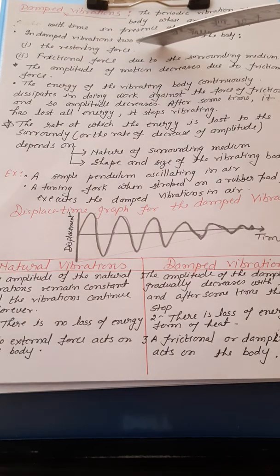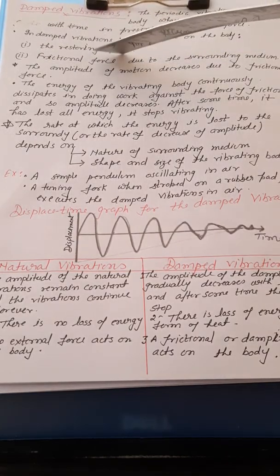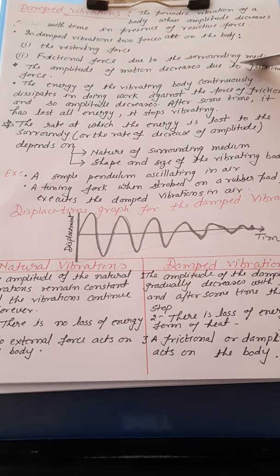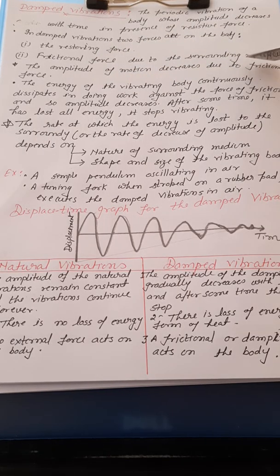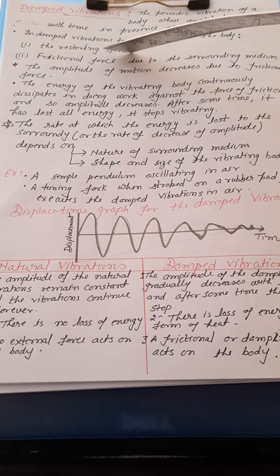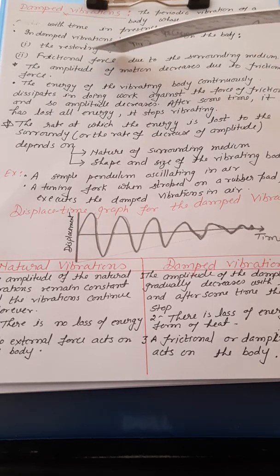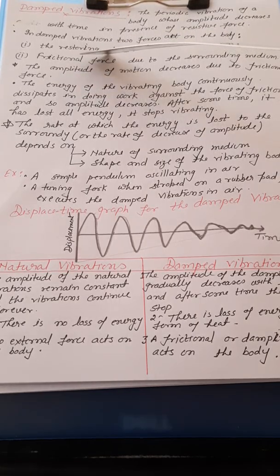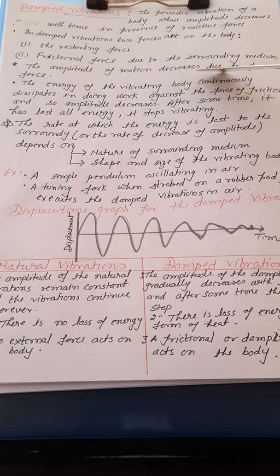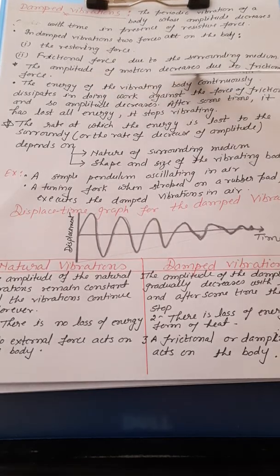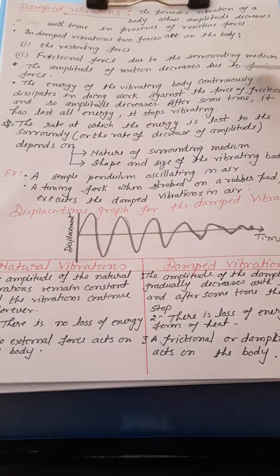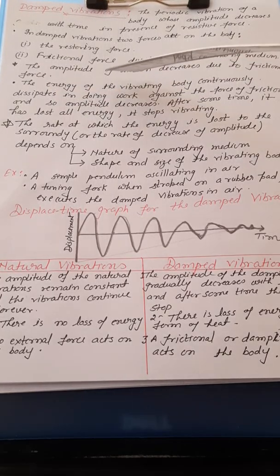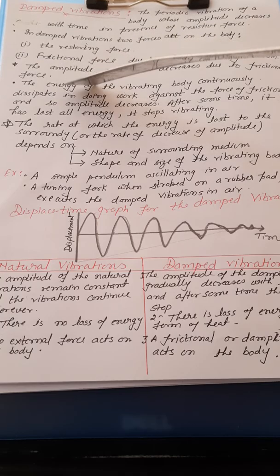In damped vibrations, two forces act on it: restoring force and frictional force. Frictional force is due to the surrounding medium. Natural vibration takes place due to restoring force only, so there is only one force. But in damped vibration, there are two forces: restoring force and frictional force. The amplitude of motion decreases due to frictional force. But in free vibration, as we discussed, the amplitude remains constant.